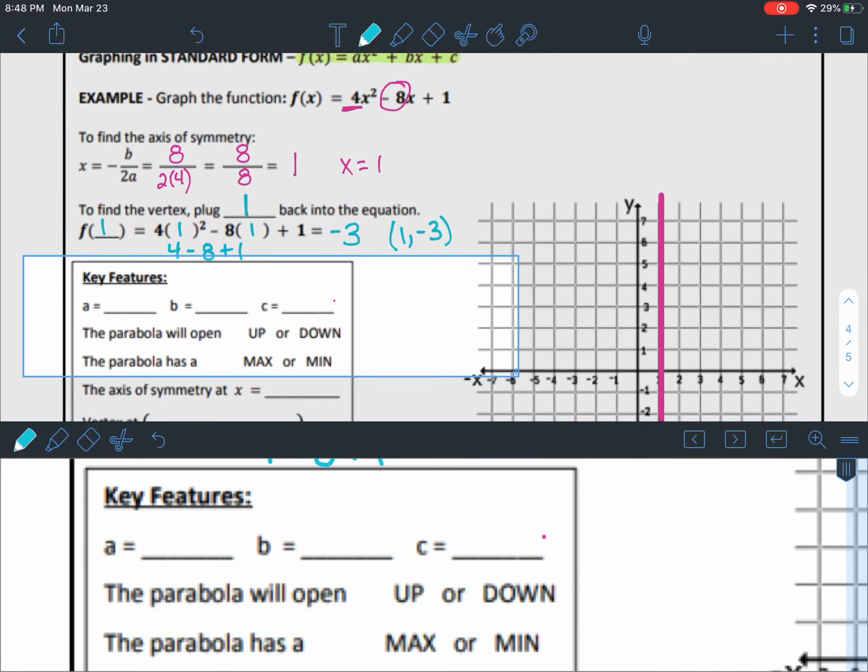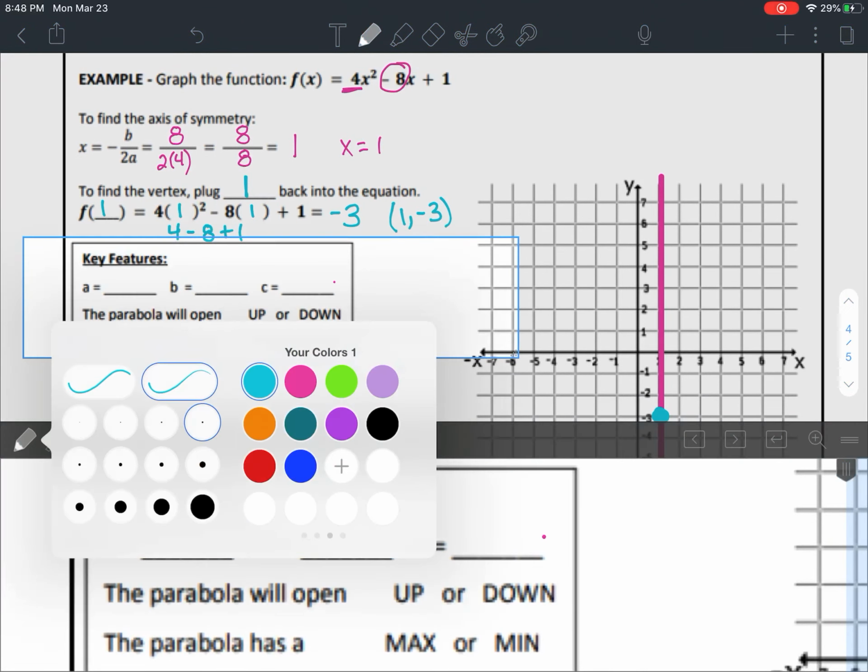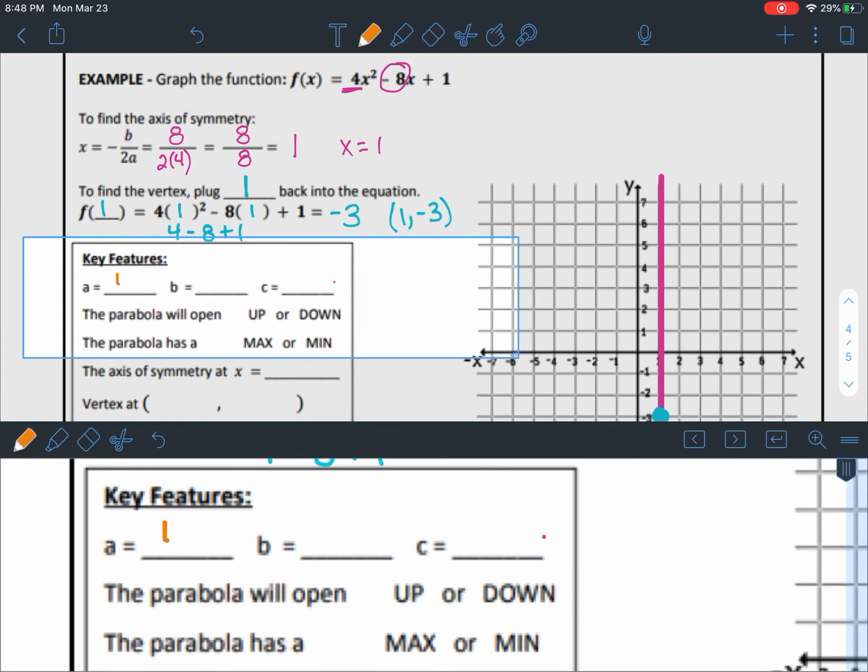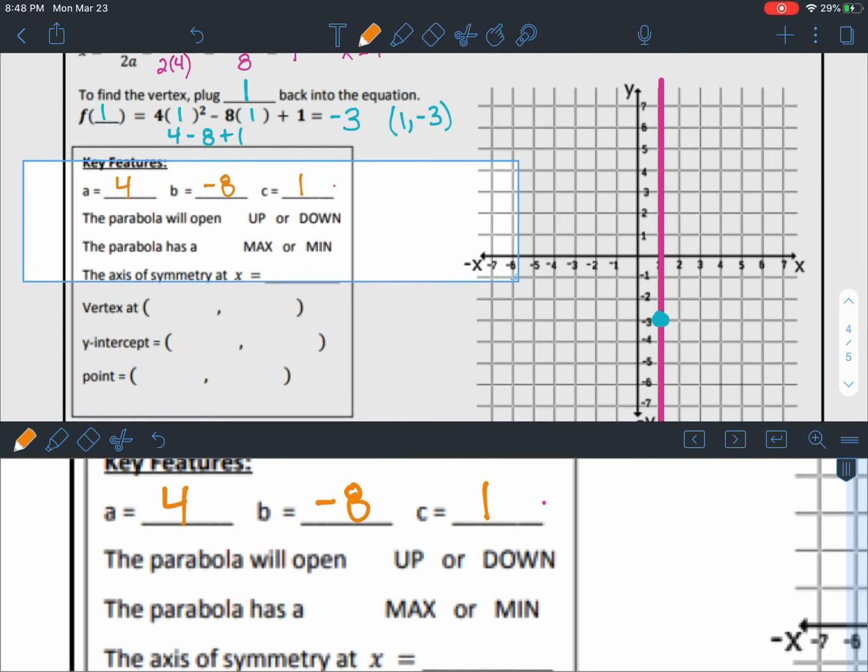So some key features we need to think about are what are our A, B, and C values. These are going to come back into play, remember? So our A value here was 4, our B value was negative 8, and our C value was 1. We can determine if the parabola is going to open up or down based on whether our A value is positive or negative. Since our A value is positive, that means our parabola is going to open up. So it's going to make more of like a U shape.